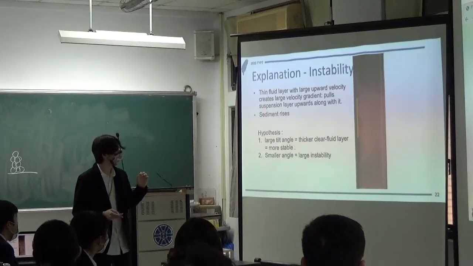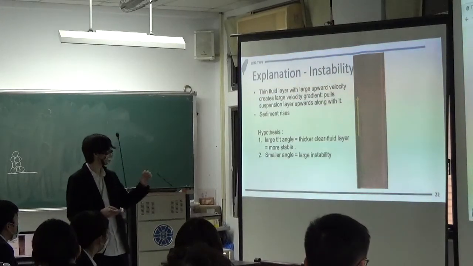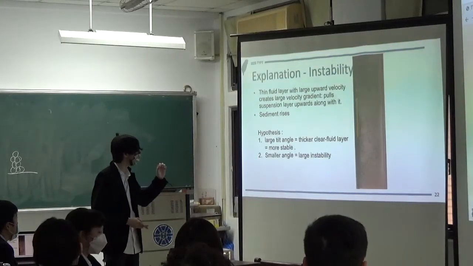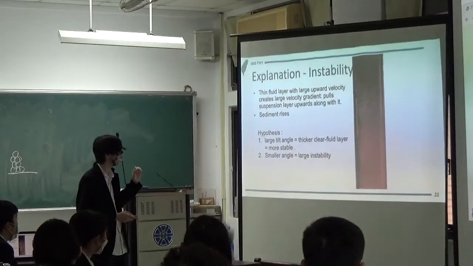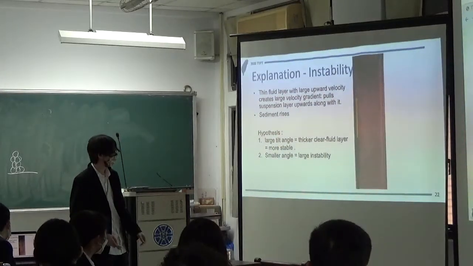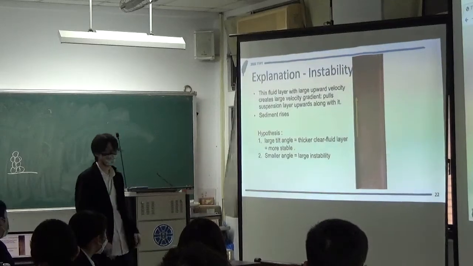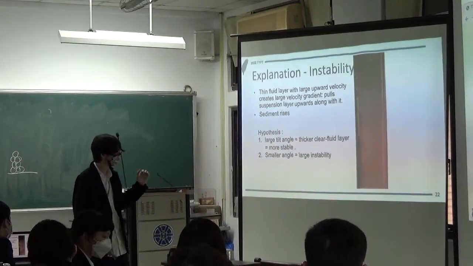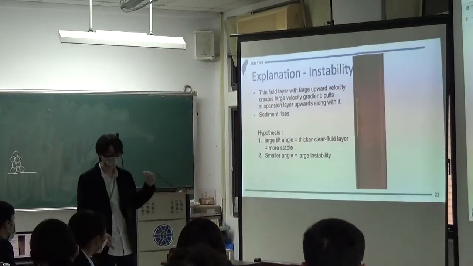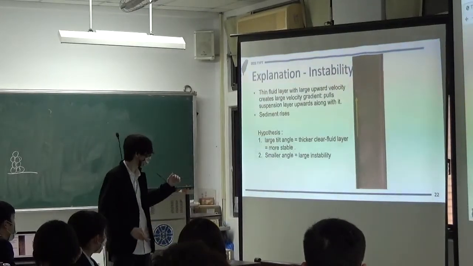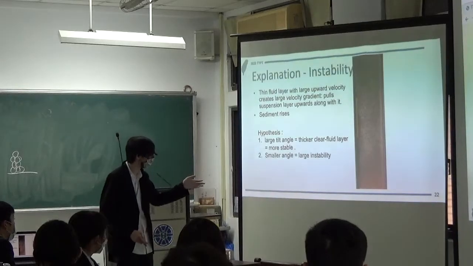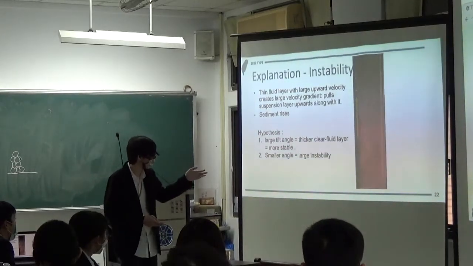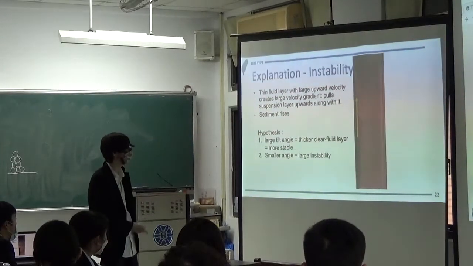A thin fluid layer with large upward velocity creates a large velocity gradient, which results in pulling the suspension layer upward along with it. And then the sediment will rise. Given our hypothesis, the larger the tilted angle is, the thicker the clear fluid layer, and that results in more stability. And vice versa, the smaller angle implies the larger the instability.